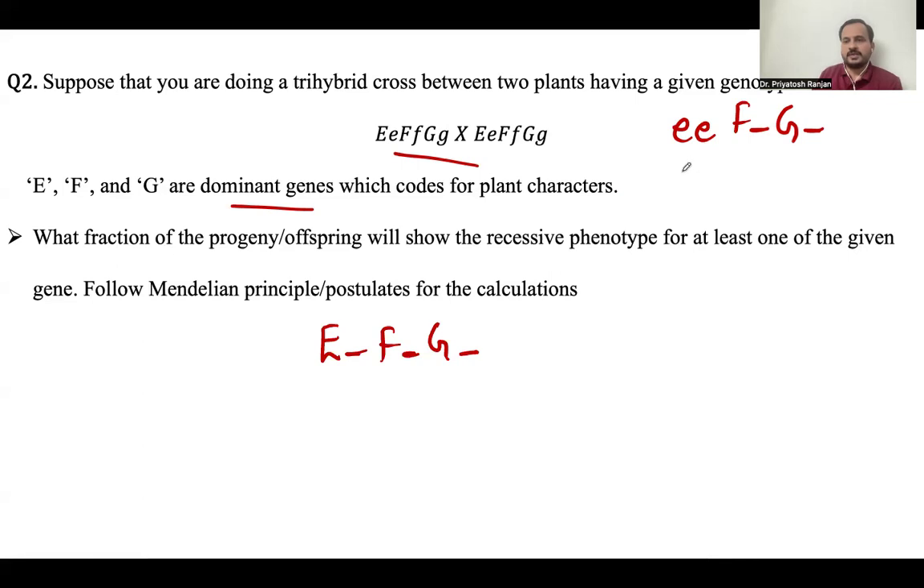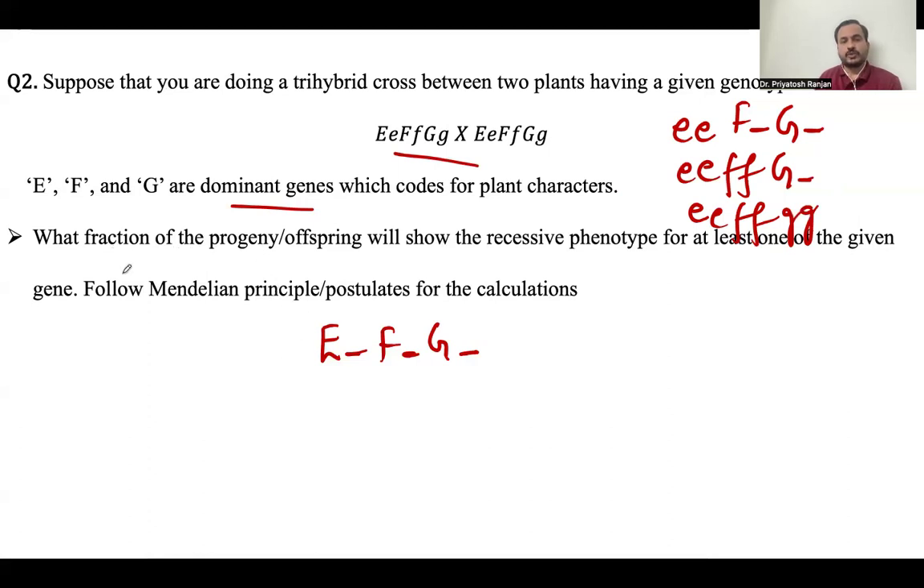Or the second could be small e, small f, and then capital G dash, or even the third case is small e, small f, small g. You can keep on writing. That is going to take time. If I'm correct, those are going to be total 7 in number. But what I'm telling you is you can solve the same question in a different manner.